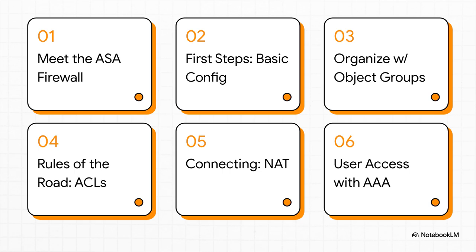So, here's the game plan. We'll kick things off by getting a feel for the ASA's command line. It's a little different. Then, we'll build out the basics, get organized with something called object groups, lay down the law with ACLs, connect to the outside world using NAT, and finally, we'll lock the whole thing down with AAA. A lot to cover, so let's jump right in.